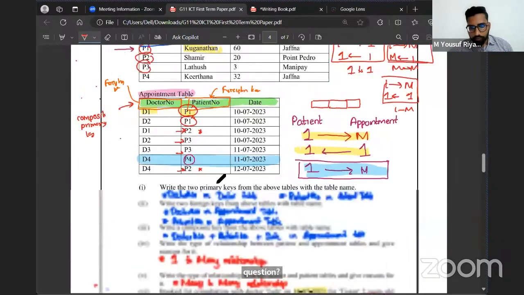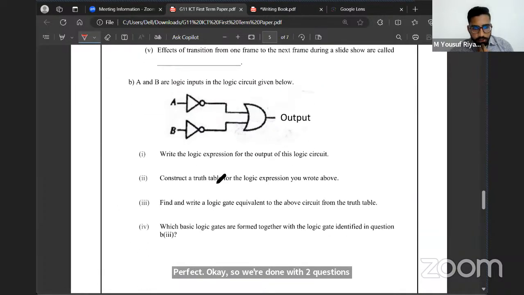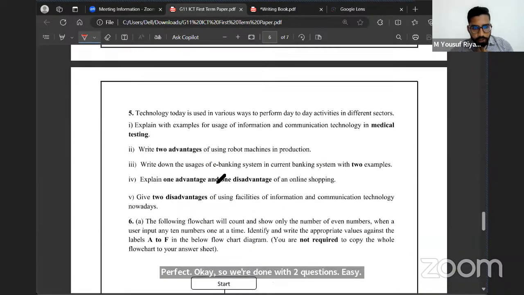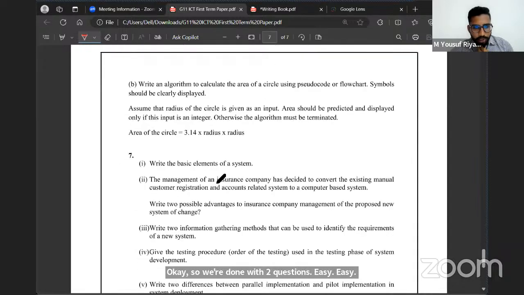Perfect. Okay, so we're done with two questions. Easy, easy, easy. Programming. Let's go for programming.